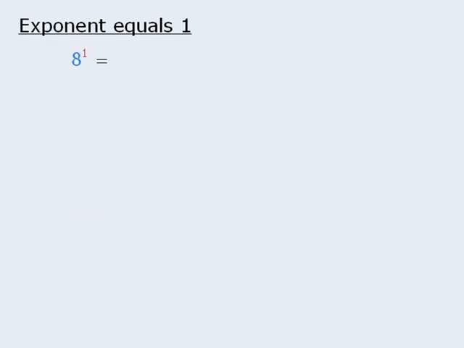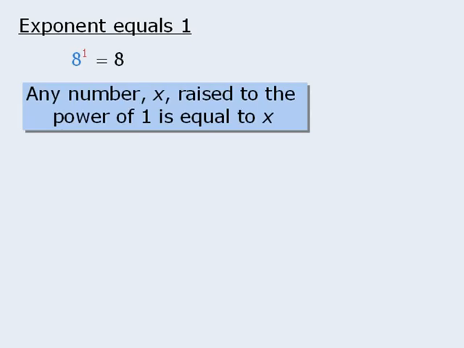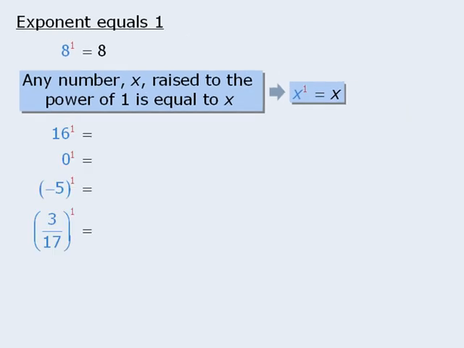Okay, now let's continue with more exponential properties. The next property concerns expressions where the exponent is equal to 1. Now, as you might guess, 8 to the power of 1 equals 8, and in general, we can say that any number x raised to the power of 1 will equal x. We can also write this property like this. So all of these expressions will evaluate as follows.